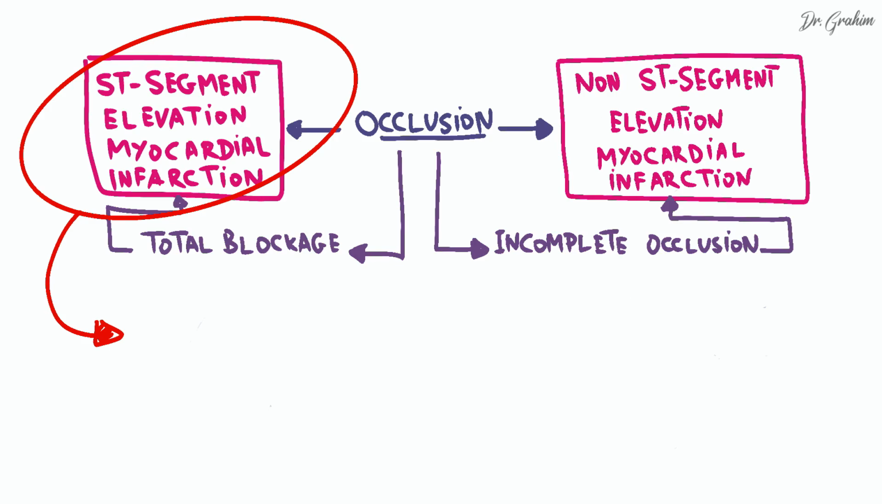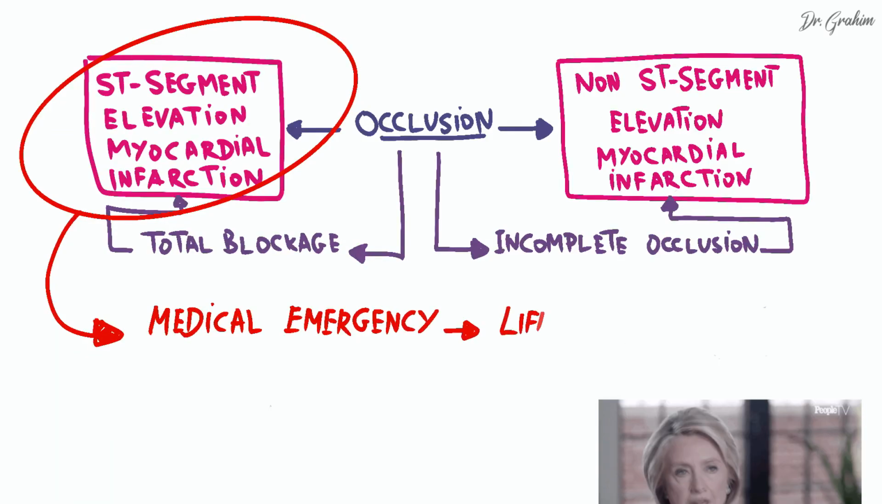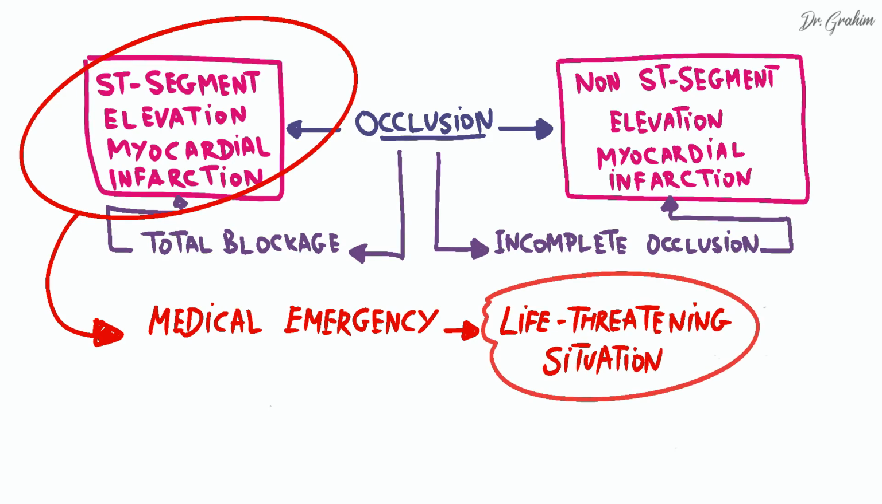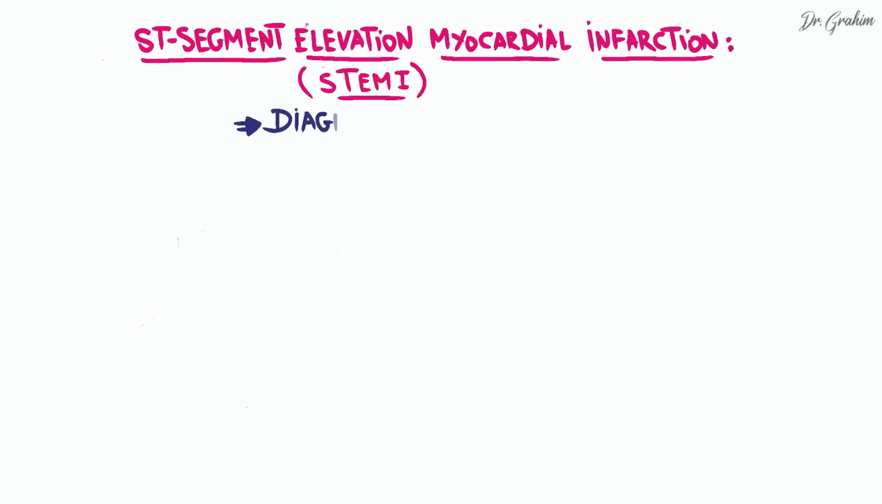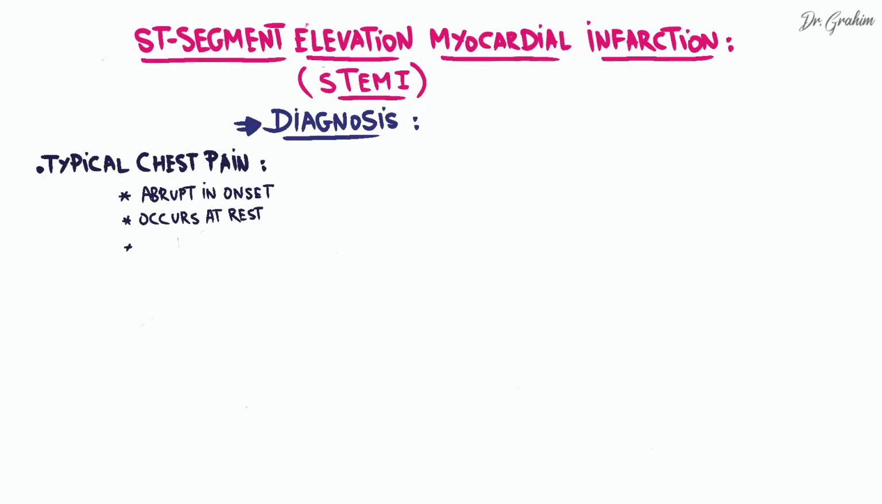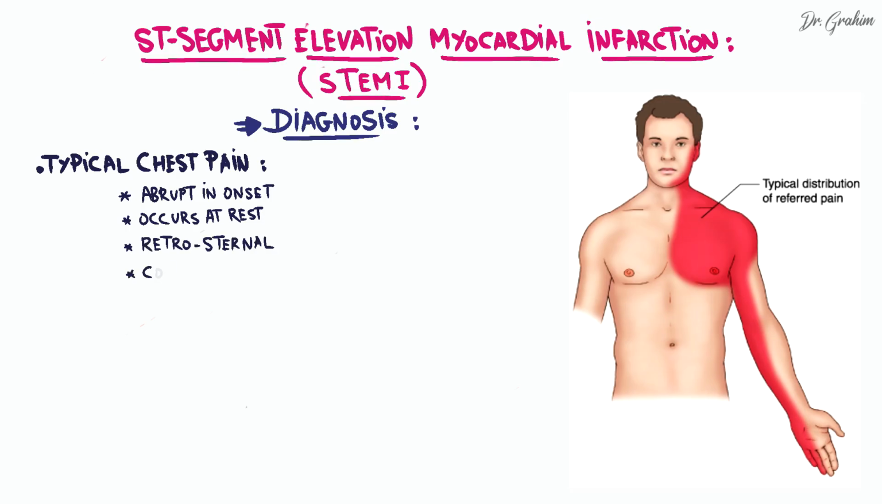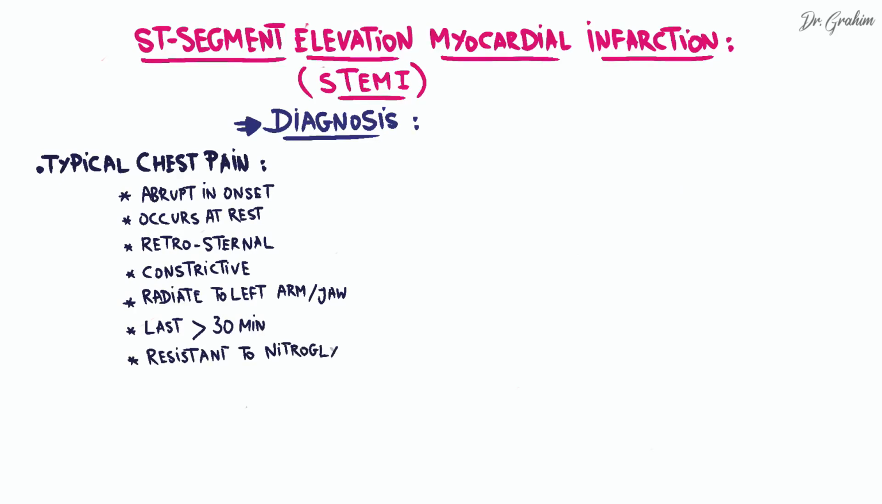It is very important to remember that ST segment elevation is a medical emergency with a life-threatening situation. The diagnosis of ST segment elevation is characterized by the presence of a typical chest pain, which is abrupt in onset and often occurs at rest. This pain is retrosternal, constrictive in nature, and may radiate to the left arm and jaw, and can last for more than 30 minutes. Nitroglycerin, a vasodilator medication, usually does not reveal its intensity.